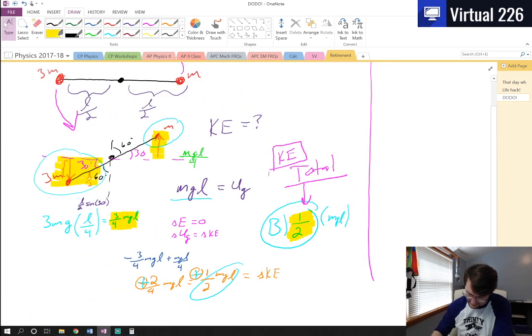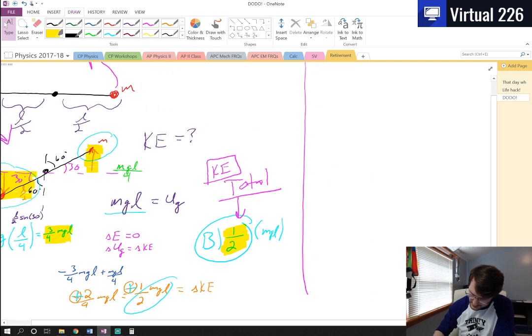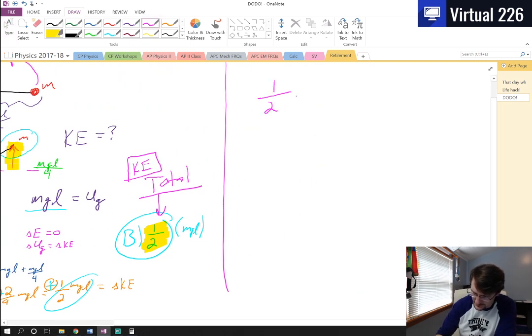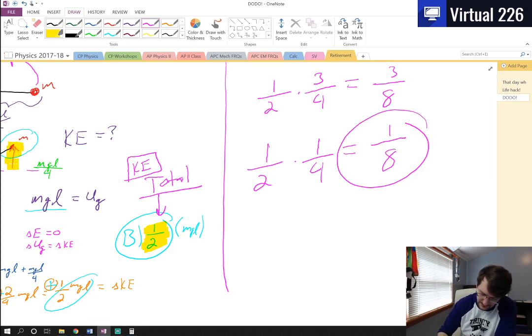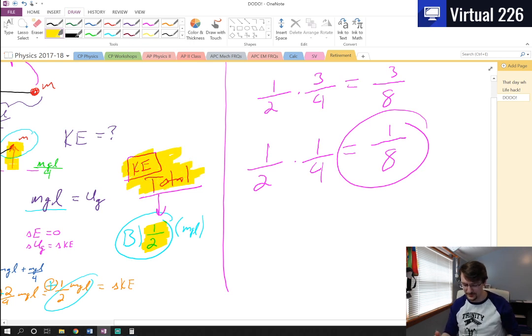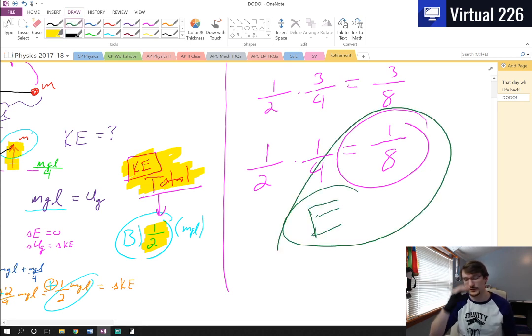Of this 1/2, of this 1/2, 3/4 of it is going to go to the larger mass, so you're going to get 3/8 there, and of the 1/2, 1/4 of it is going to go to the smaller mass, and you're going to get 1/8. That's the total energy. I'm sorry about that. Oops, too many squiggles. Yeah, you don't need to do anything with the rotation because they ignored that. That's the total energy. I'm sorry there. Your answer is E, the 1/8. You have to split it.